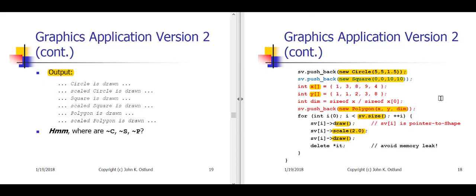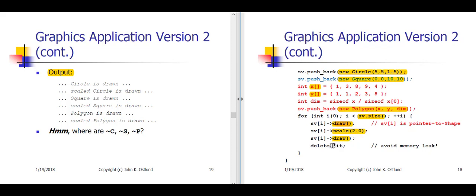Let's think about this. Now, in the base class, in shape, we declared draw as a virtual function. We declared scale as a virtual function. We declared rotate as a virtual function, so that if we have a base class pointer pointing at a derived class object, the correct derived class draw or scale or rotate function is looked up at runtime.